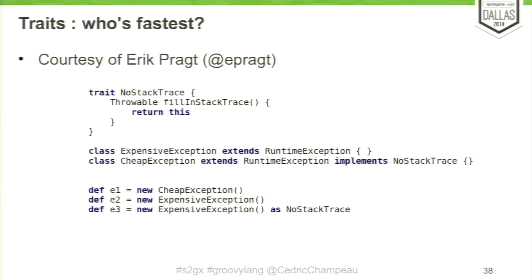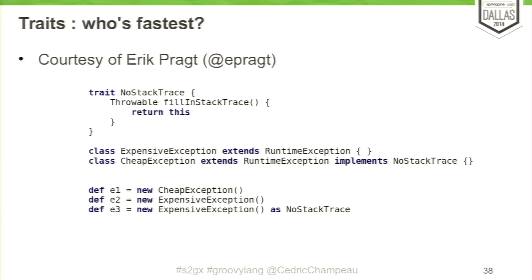When you do that, you have to see this as two distinct instructions. So first, new, then coercion. So you pay the price of creating an exception. Then you pay the price of coercing, so you're doing two things. So it can't be cheaper, actually.